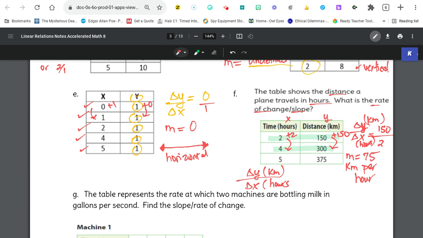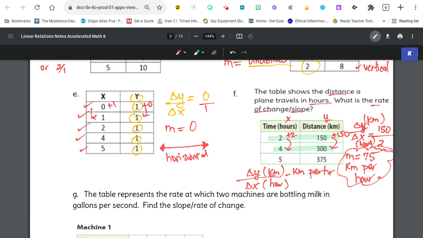So when you get ready to find your slope or write it, you just make sure you put kilometers per, you're going to put the top unit first. The top unit is kilometers. And then per the bottom unit, which is hours. So kilometers per hour. In this case, it's 75 kilometers per hour. That's the slope. Okay? That's the constant rate of change. That plane is constantly going 75 miles per hour.